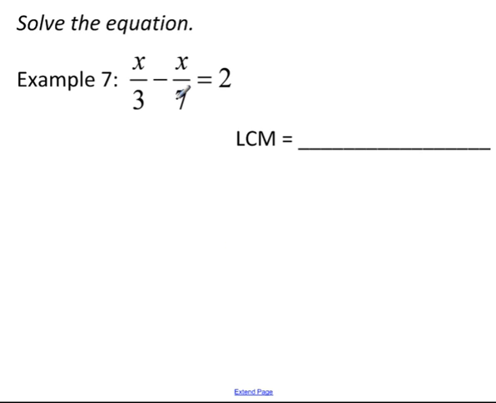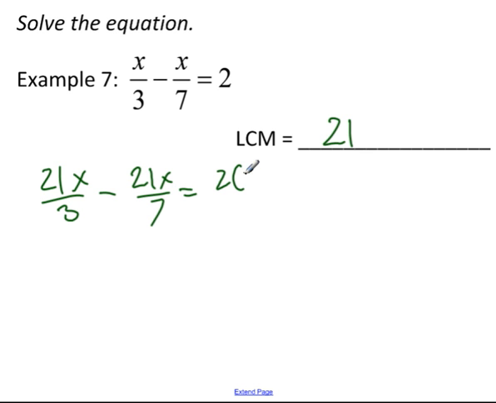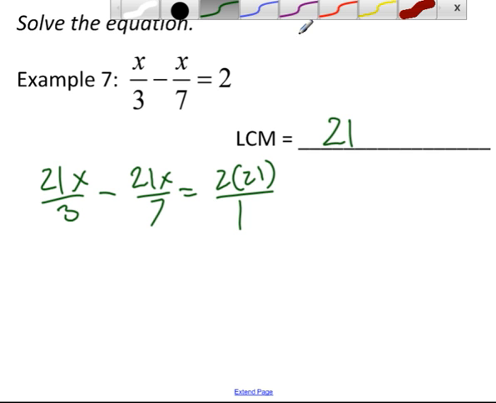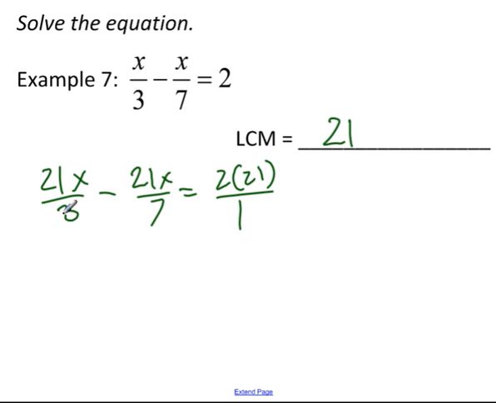Alright, so here, 3 and a 7, what's our LCM? 21, I hope, is what we're thinking. So, we're going to multiply everything by 21. 21x over 3 minus 21x over 7 equals 2 times 21. If you want to put it over 1, you can, because it feels better, but I don't care. So now canceling. 21 over 3 is just 7. 21 over 7 is just 3. So I got 7x minus 3x equals 42.